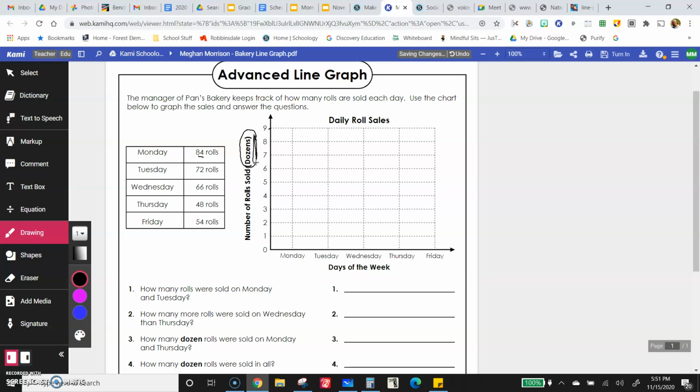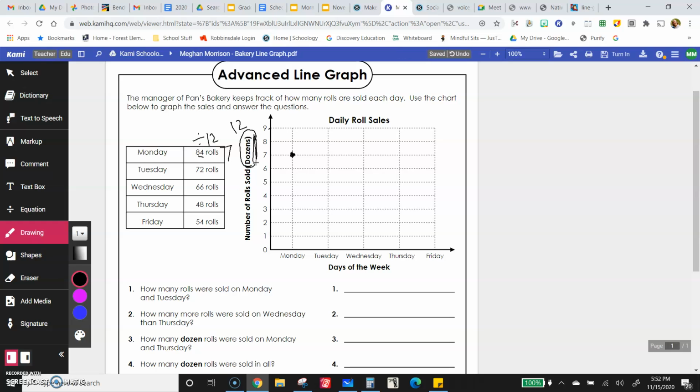So we have to think, okay, how many are in a dozen? 12. So we need to divide each of these numbers by 12. That will give us the number to put on our graph. So for example, 84 divided by 12 is 7. So then on Monday, I would go up to 7. Okay, so I got you started on that one.